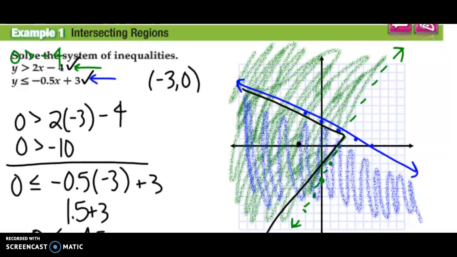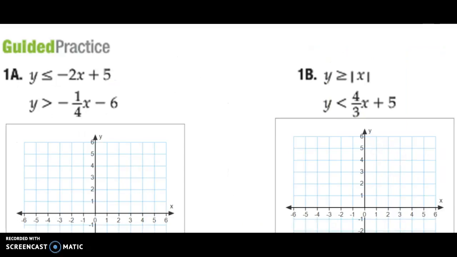So we see that the area right there that's shaded in both blue and green is the boundary and solution set for my system of linear inequalities. Here's a couple that you can try as well.